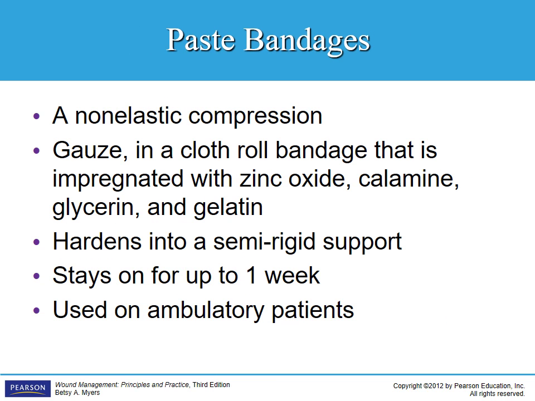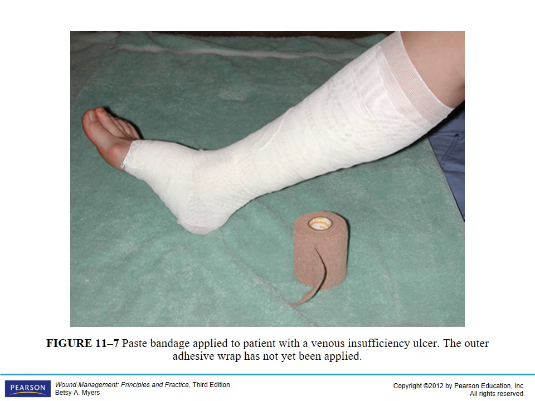So the paste bandages, again, are gauze with zinc oxide, calamine, glycerin, and gelatin, and it hardens to a semi-rigid support. You can keep it on for up to one week, and you can use this for ambulatory patients. That is an example of a paste bandage, commonly known as an Unna boot. That Coban, the brown wrap you see around the bottom, you have to apply over the dressing. Otherwise, the zinc oxide will get on their clothes, their sheets, everything. So you apply the Coban to keep that wet paste from getting on everything the patient owns.